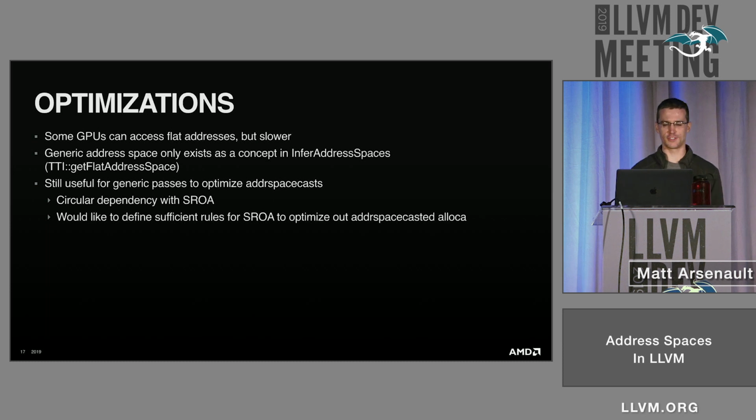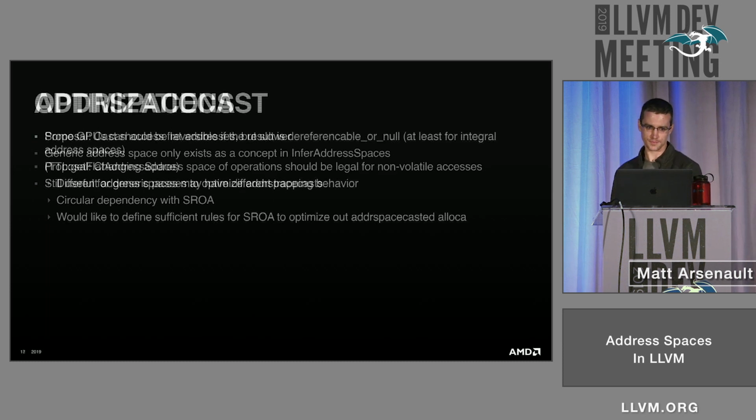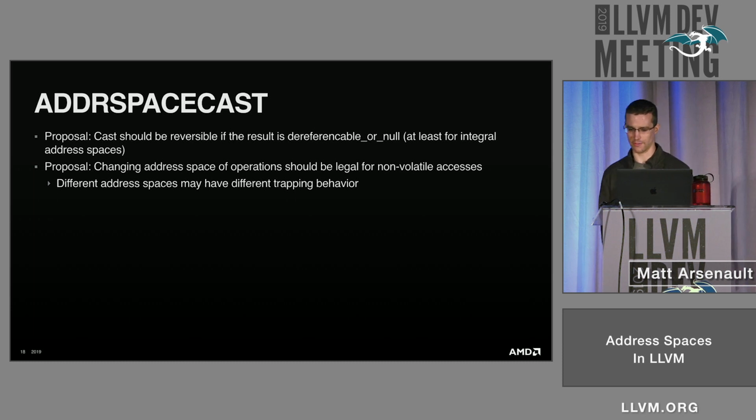So I would like to define sufficient rules in the IR for SROA to eliminate these cases. I have a proposal up on the Langref to define this. The property that SROA needs for this is that the cast should be known reversible if the result is dereferenceable or null, or at least for integral address spaces. SROA does change the indexing and then casts back, but ADDRSPACECAST is loosely defined, so you could potentially have an operation that isn't reversible. But I think if you can actually do something with the result pointer, then you should be able to go back in some way.